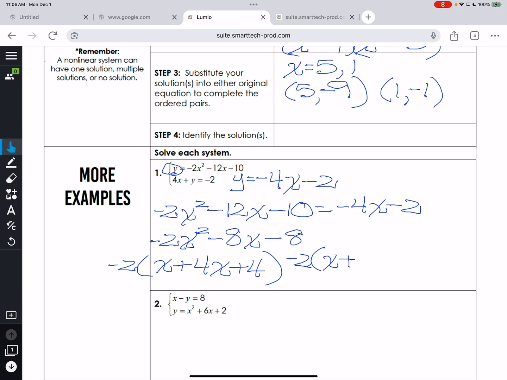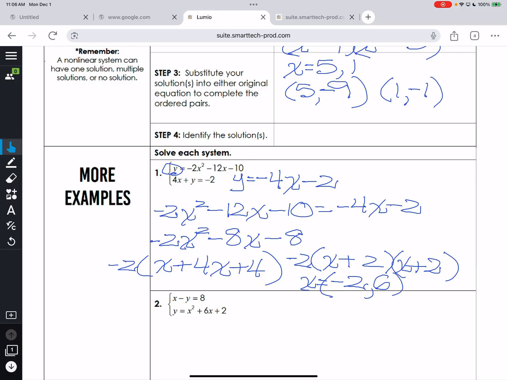So what are two factors that equal 4 when you add, you get 4? 2 and 2. So what's the solution for x? Negative 2. And it's negative 2. So what would y be? 6. And then that's just the one. Does that make sense? All righty.